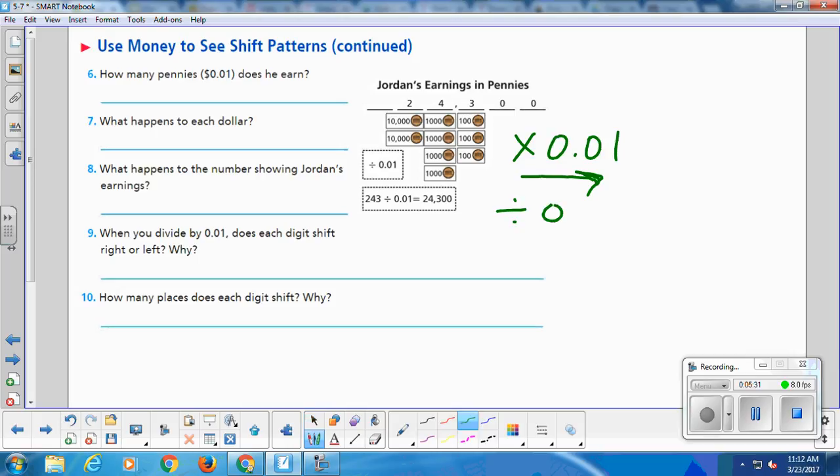Divide by 100th. Which way do you think you're going to move? Left. Opposite. Something's wrong with my smartboard. But what I want you to see is multiplication is the inverse operation of division. It's the opposite. So, how many pennies does he earn in $243?